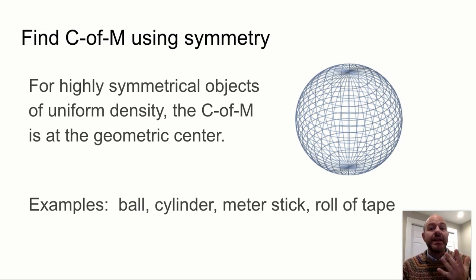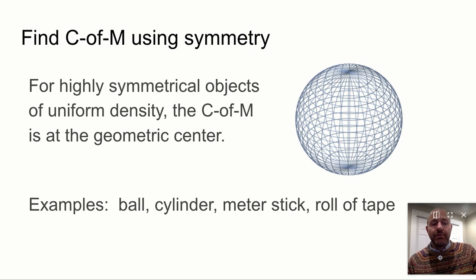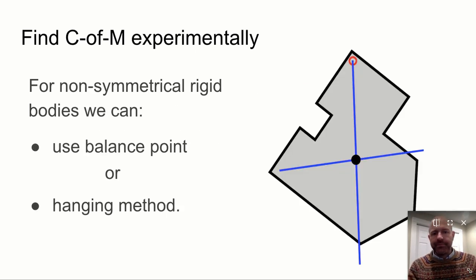So if you have something like a sphere of uniform density, it's pretty obvious that the center of mass is right at the center of the sphere. And if you have anything like a cylinder or a stick or a roll of tape, anything where it's pretty obvious where the center of it is and it's got uniformly distributed matter, you could be pretty confident the center of mass is there.